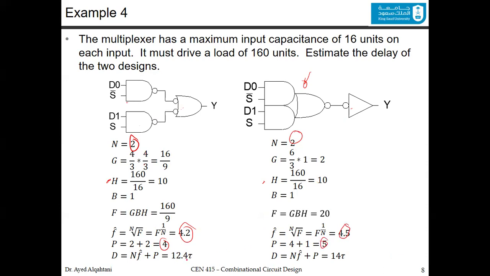And you get here 12.4 tau, here 14 tau. So in terms of speed, in terms of delay, this design is better than this design.